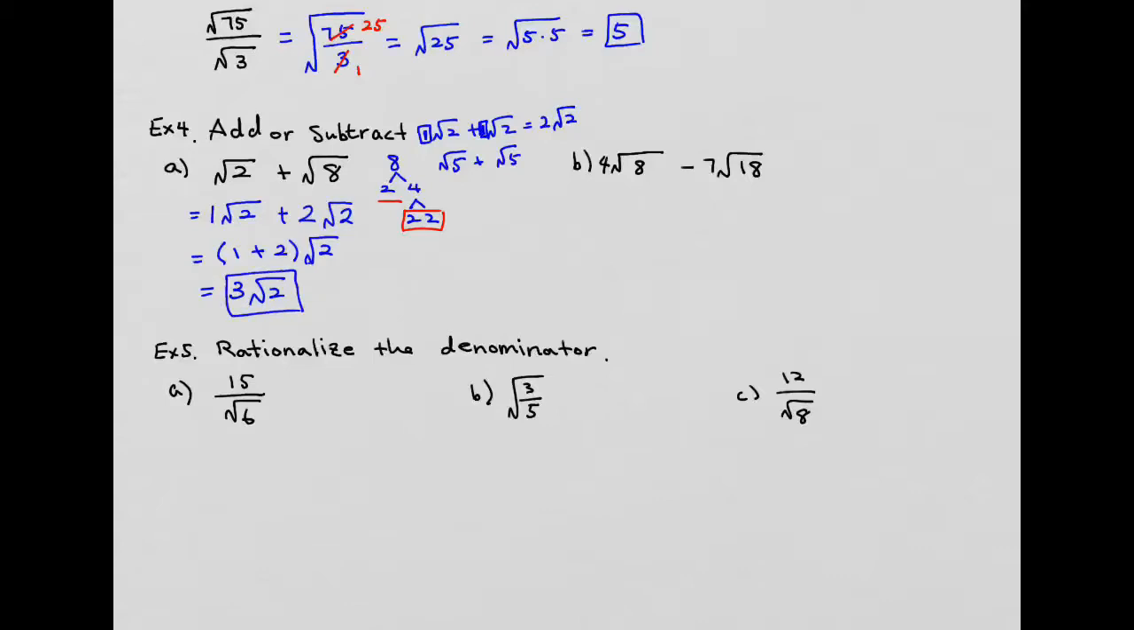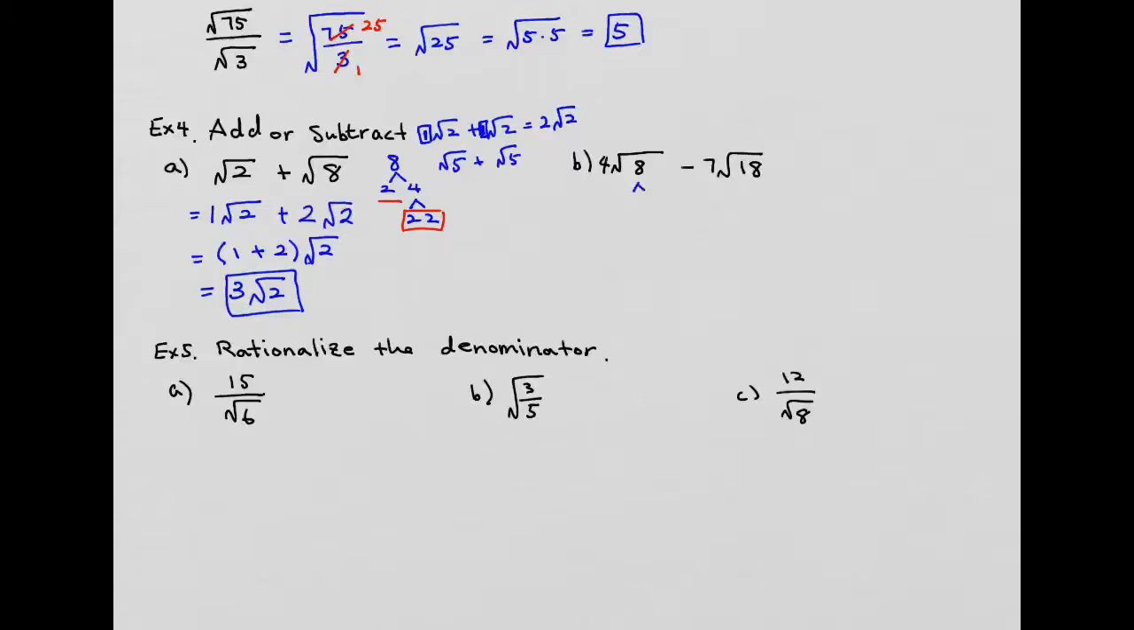So I'm going to try again with B. As it is, you cannot subtract because one is square root of 8, the other one is square root of 18. So you need to have the same square roots, the same radical, to add or subtract. So let's see if we can make the same radical once we simplify.